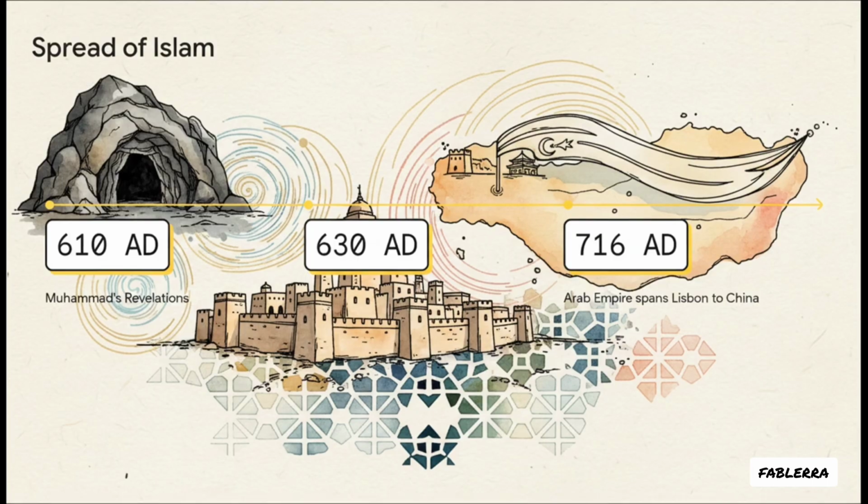And then, in just over a single century, by 716 AD, the Arab Empire had expanded an unbelievable distance, spanning all the way from Lisbon over to China. Just a massive global empire built with unprecedented speed.